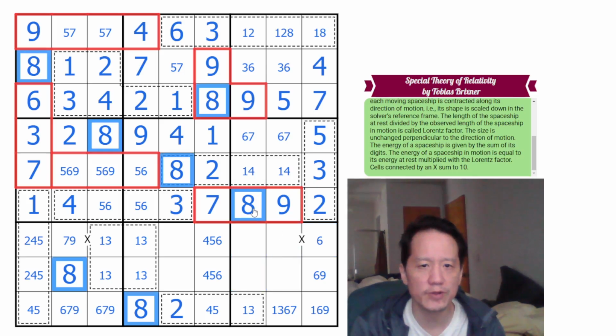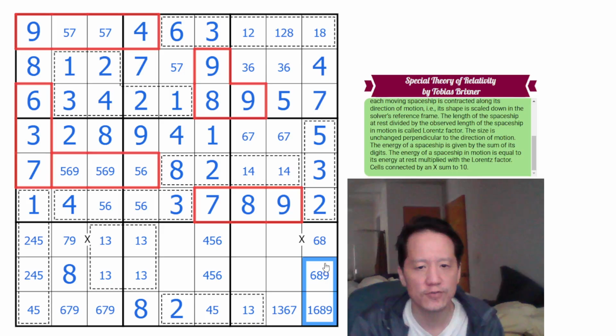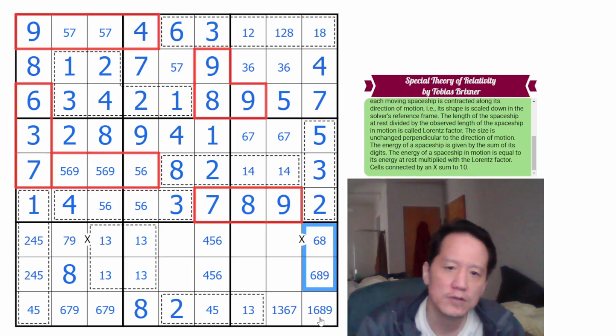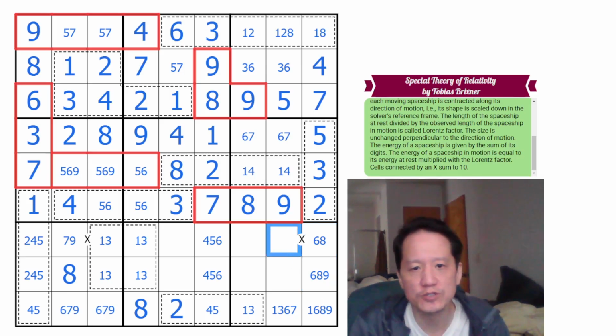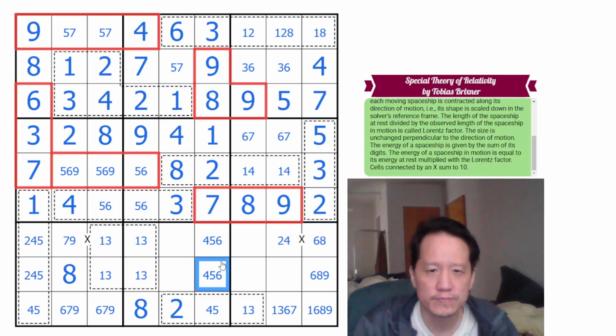8, where can 8 be? Because we have 8, well, 8 could be here, so it could be still 1. Well, 1 can't be any of those, so it could be 8. And 6 and 9 have to be either here or here. So this has to be 2 or 4 to add up to 10.